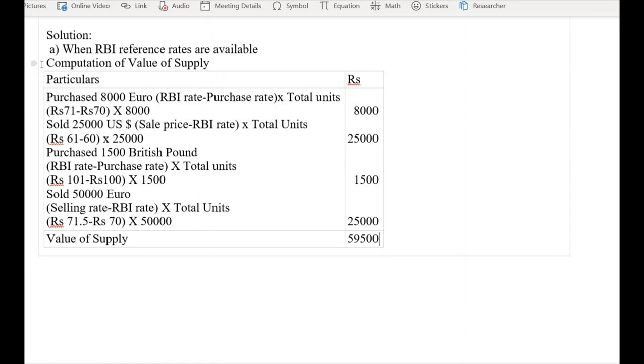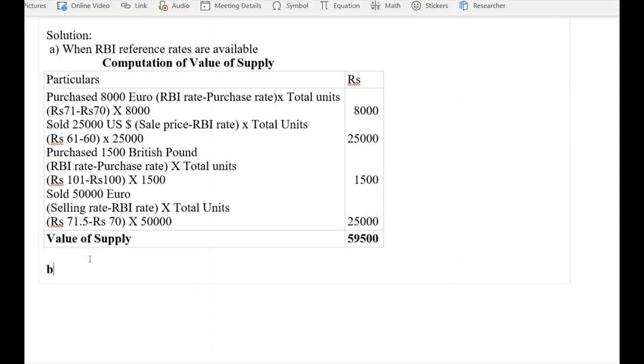So this is the computation of value of supply when there is the availability of the RBI reference rates. So this is how we need to compute. So this is the first part of the answer.